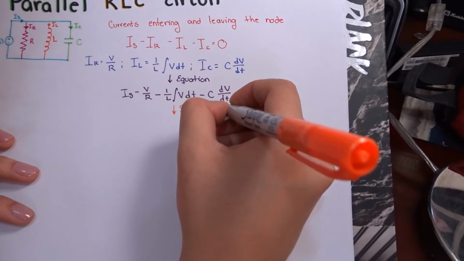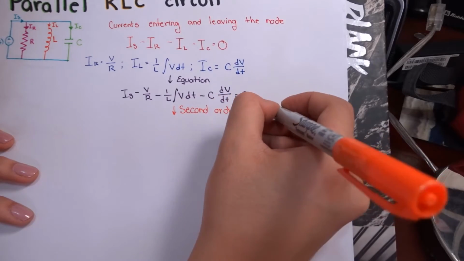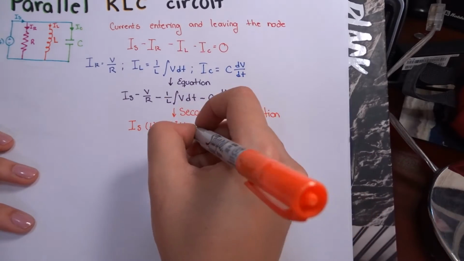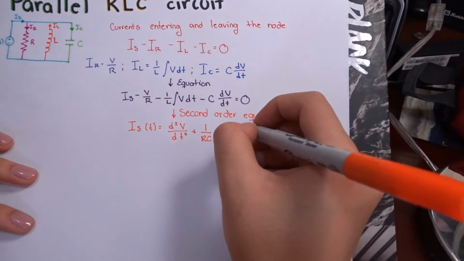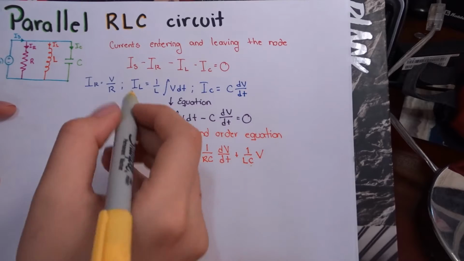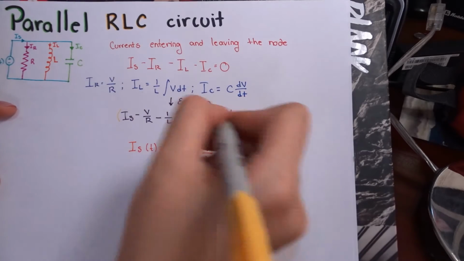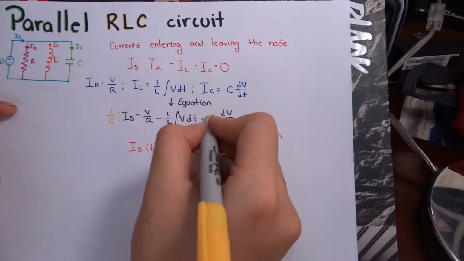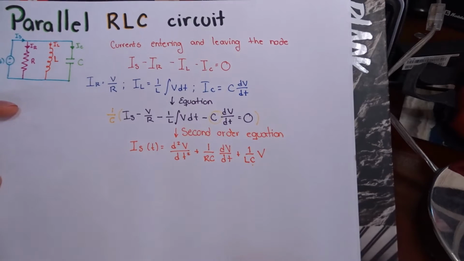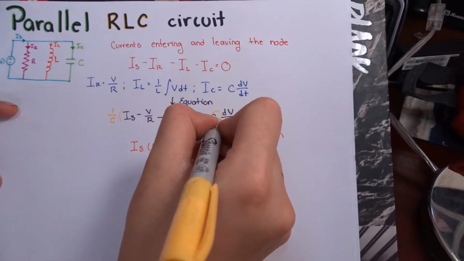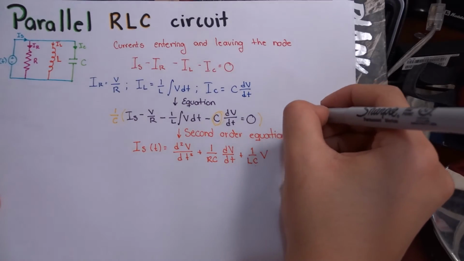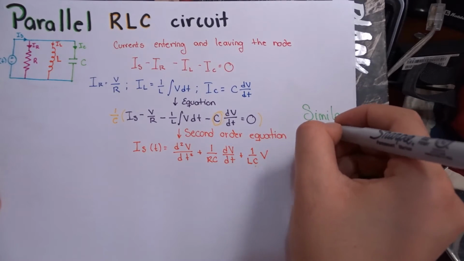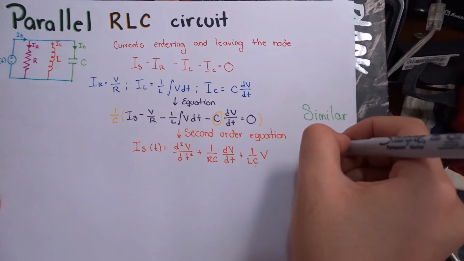In order to simplify the calculations, we have to rewrite this equation again, but in terms of derivatives. As we can see, it is a second-order equation. What we did in here is divide everything over C in order to make this capacitance disappear. If we take a look at the equation, we can see that it is pretty similar to the RLC series circuit equation.